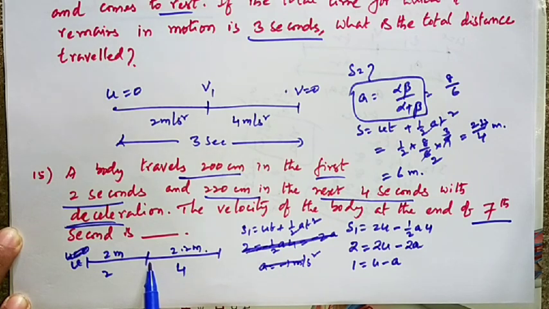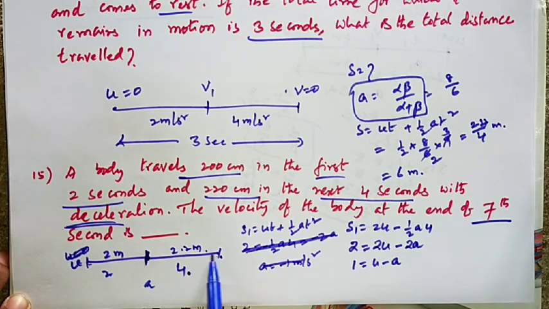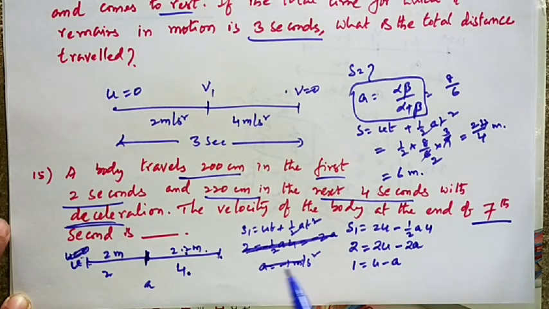For the second case, s is equal to ut plus half a t square. Here we need to calculate the velocity and substitute. Or instead of that, you take the whole journey. For the whole journey, how much time has it taken? 6 seconds. In the whole journey, the distance traveled is 2 plus 2.2, that means 4.2 meters. So you will get the initial velocity u. Understood? So that's why S2 you can take as how much?